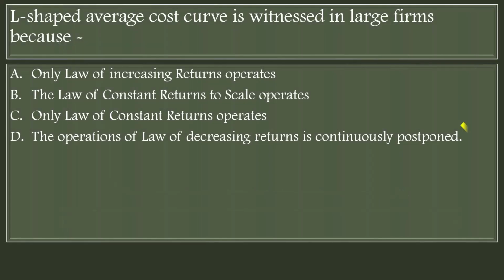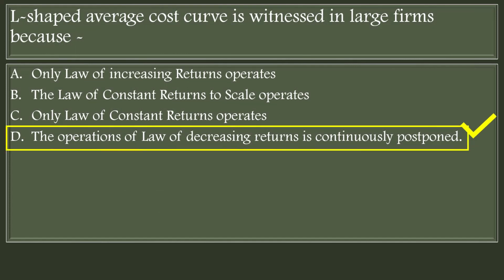So, we can say L-shaped average cost curve is witnessed in large firms because the operations of the law of decreasing returns is continuously postponed. Option D is correct.